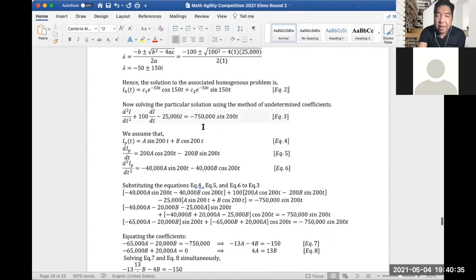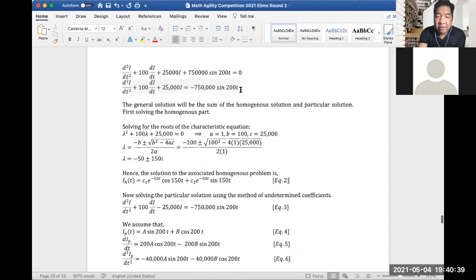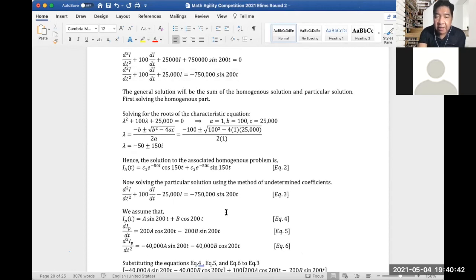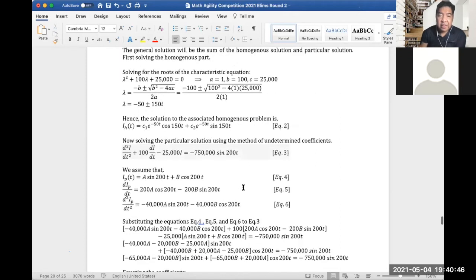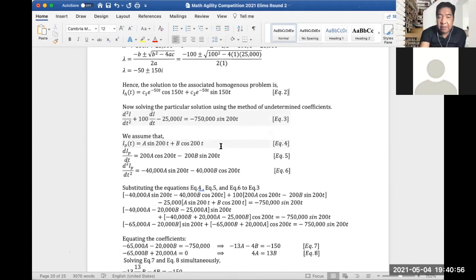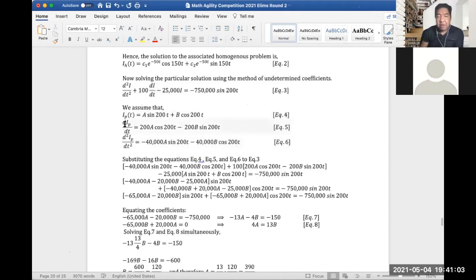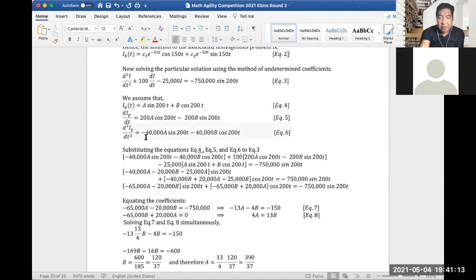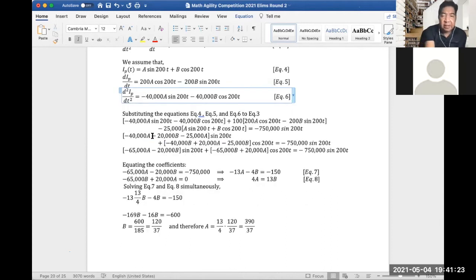Again, let's copy the one we have in terms of di/dt and equate it to negative 750 sine 200t. So we assume that our I sub p of t is equal to A sine of 200t plus B cosine of 200t, right? So let's take the derivative of our equation 4. So di sub p over dt would be 200A cosine 200t minus 200B sine 200t. And then let's take again the derivative of equation 5, which is the second derivative of equation 4. And we have negative 40,000 A sine 200t minus 40,000 B cosine of 200t, okay?